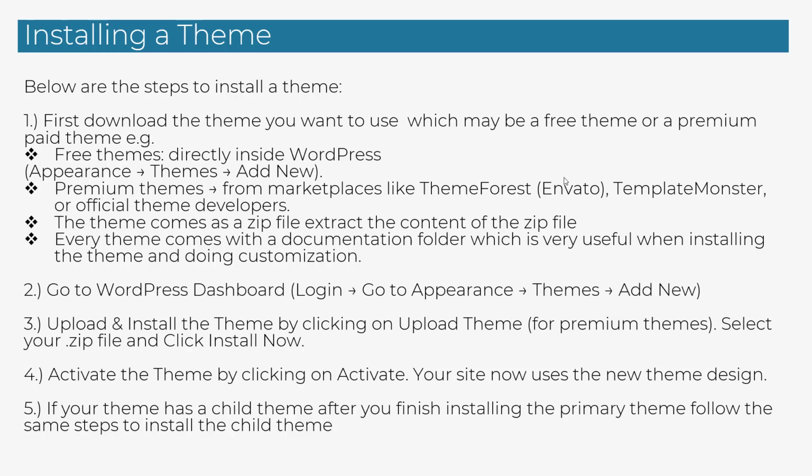So the next part we are going to do is go to the WordPress dashboard, log in, go to appearance, themes, and then we are going to add a theme. So you need to upload and install the theme by clicking on upload theme. For premium themes, select your zip file, then click install. Then you need to activate the theme by clicking on activate. Then your site now uses the new theme design.